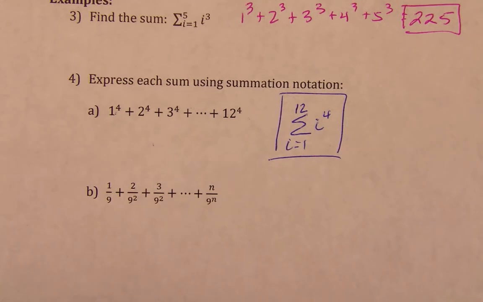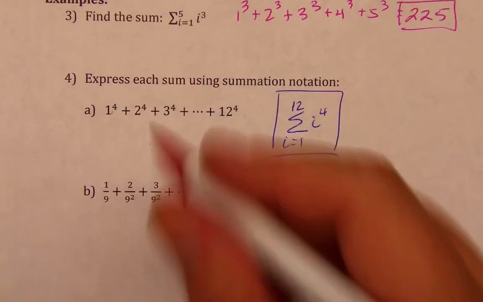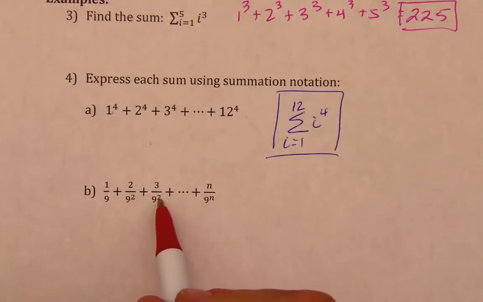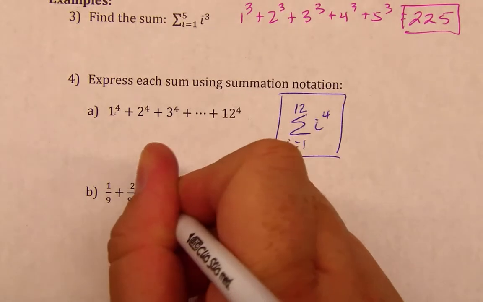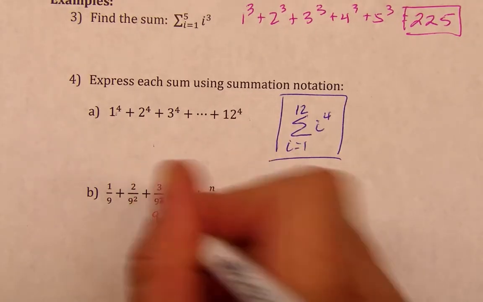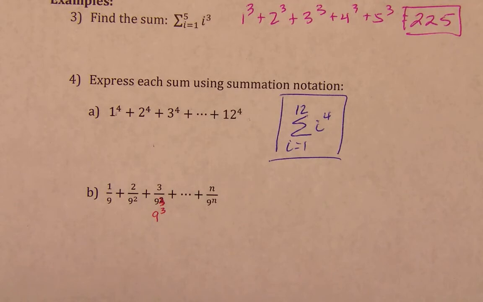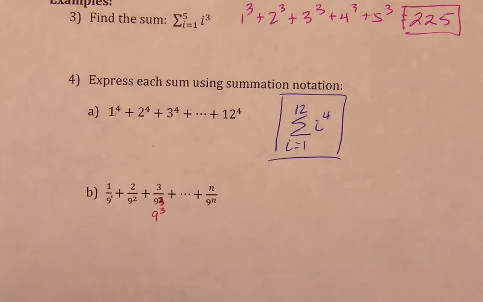And then for this last one, we need to think a little bit more about this. Now this is 9 squared. This is supposed to be here 9 cubed. You can go ahead and change that to 9 cubed. And this is really 9 to the 1st power, even though we don't see it.